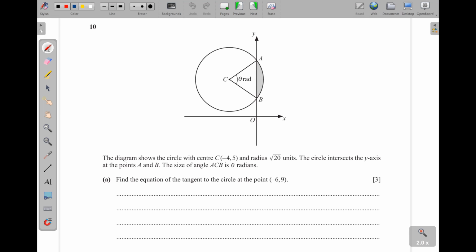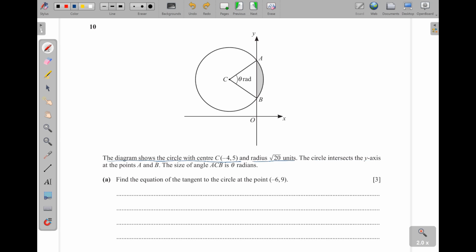Question 10 is coming from circles. The diagram shows the circle with center C (-4, 5) and radius root of 20 units. The circle intersects the y-axis at points A and B. The size of angle ACB is theta radians. Find the equation of the tangent to the circle at the point (-6, 9).